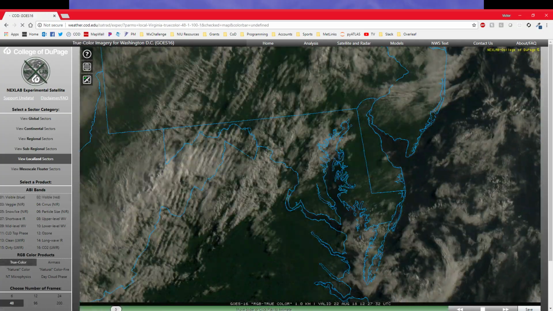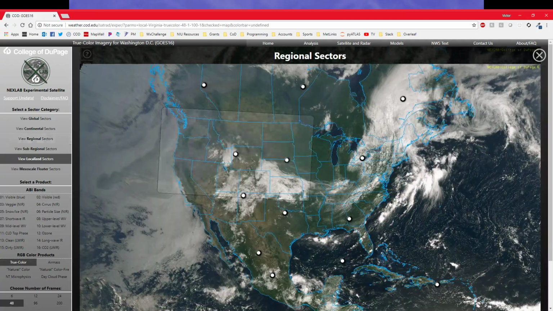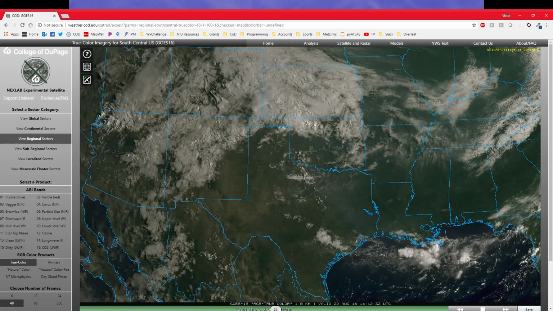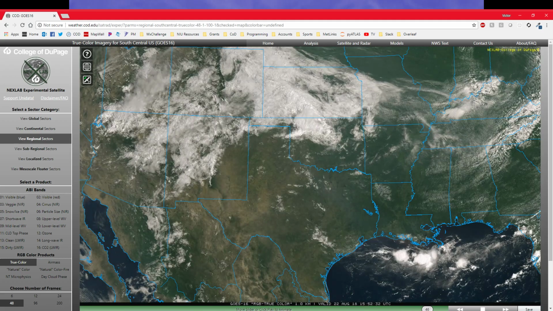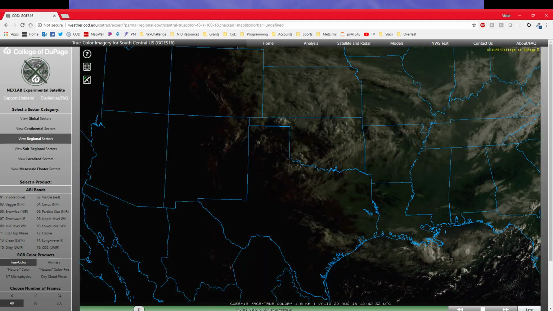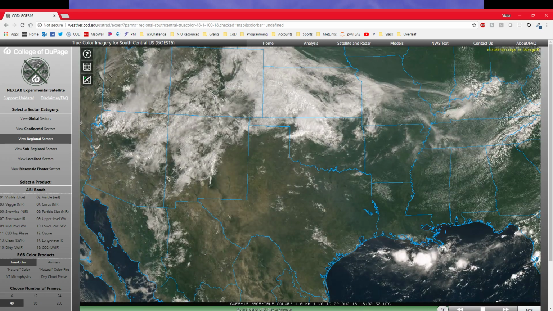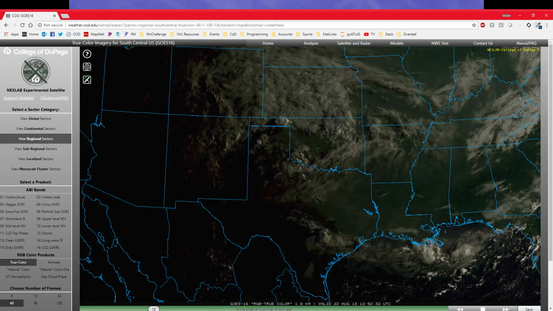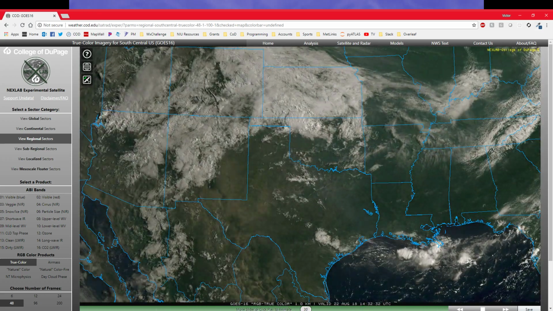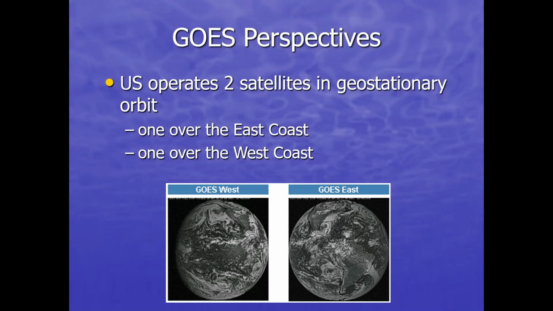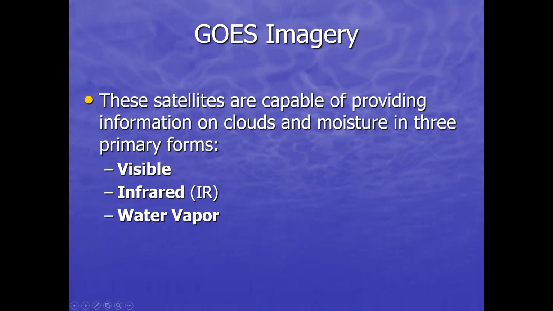You can go to a true color to see what it would look like with your naked eye. You can look at different regions. So lots of different stuff that you can do with these satellites. Very cool. You can even see some thunderstorms developing across southern Kansas and Oklahoma on this day. So depending on the day, there's always something cool to look at on satellite imagery, and it allows meteorologists to observe what is happening right now, which is really vital, as we'll see, to making a forecast.